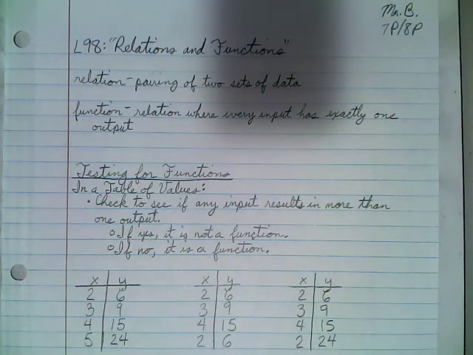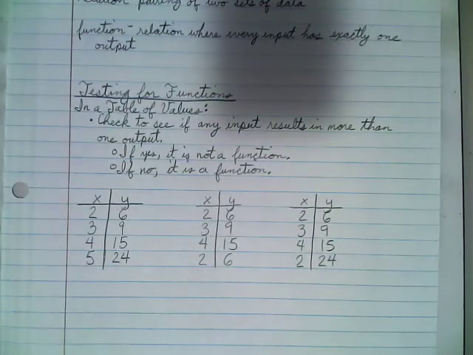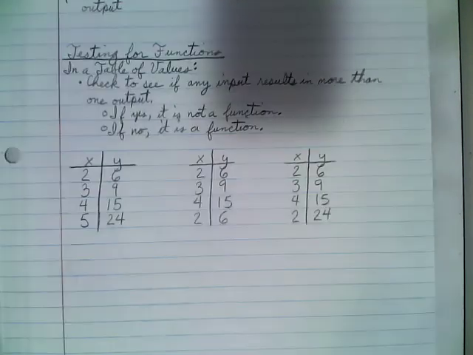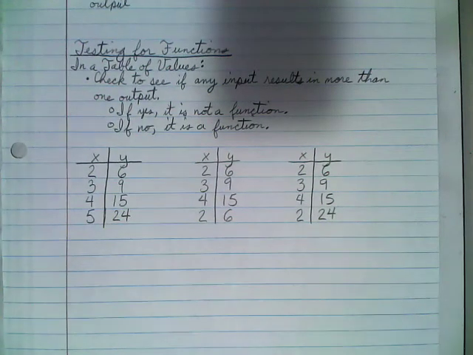You need to think of this more as an elimination test. If you can find any place where an input results in more than one output, it is eliminated as a function. So I've set up three tables of values down here. They're just short. We're just going to get the idea here.